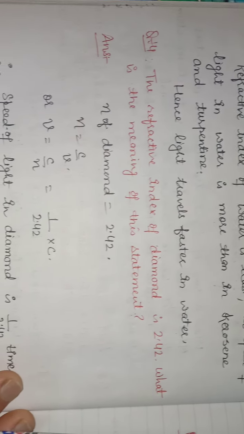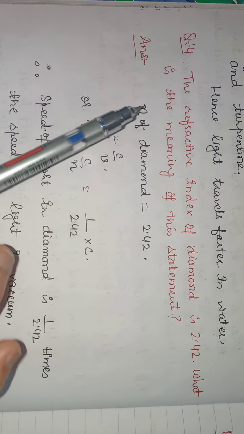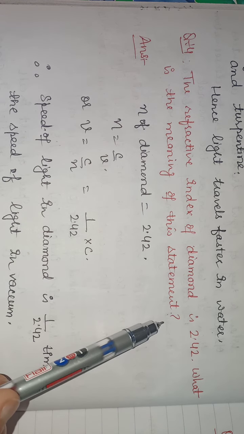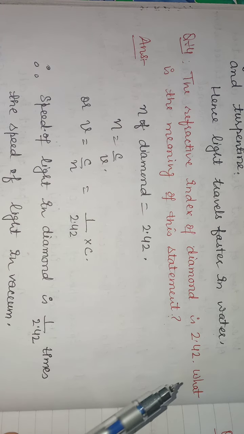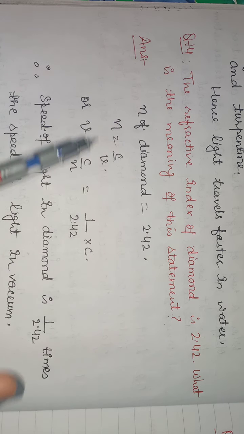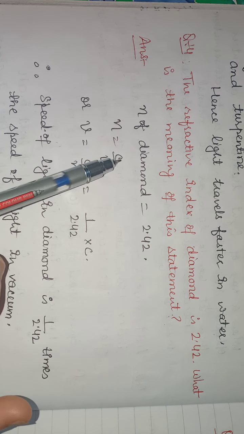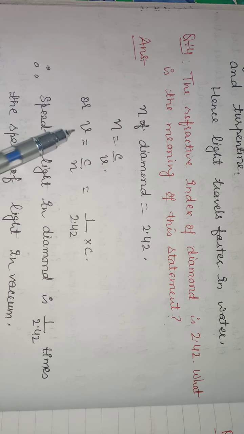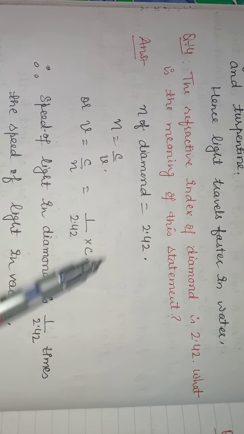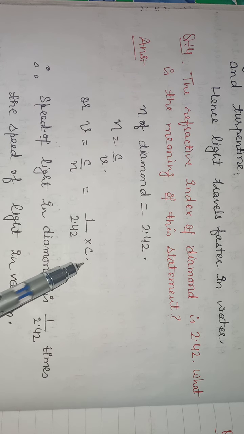Now question number 4 of your blueprint, and this is an important question: the refractive index of diamond is 2.42. What is the meaning of this statement? How can we interpret this statement? Write down the formula: n = c/v. Now we want to calculate v because c is given to you. Then v = c/n, or we can say v = 1/n multiplied by c. So we can substitute the value: 1/2.42 into the speed of light in vacuum or air.